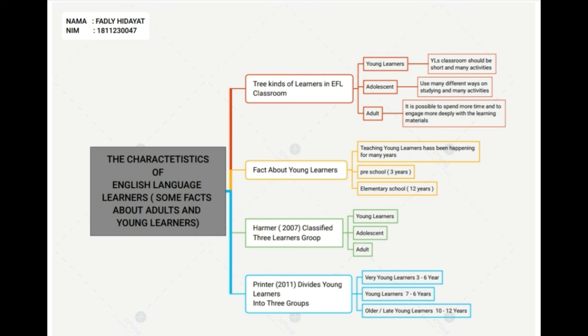And then the adults, they can engage with abstract thoughts. They have a wide range of positive or negative life and learning experiences. They have expectations about the learning process, and they have their own terms of learning.